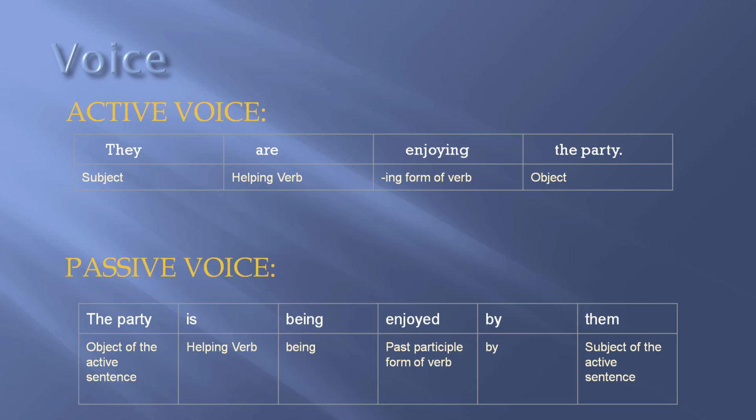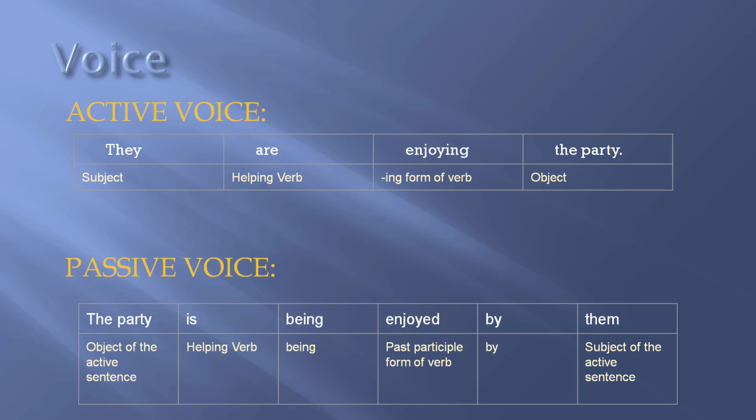But when we convert it into the passive voice, the object comes in the beginning and the subject at the end. Secondly, we use a helping verb according to the object. Thirdly, we add being since we are working upon a continuous tense. Fourthly, we use the third form of verb.